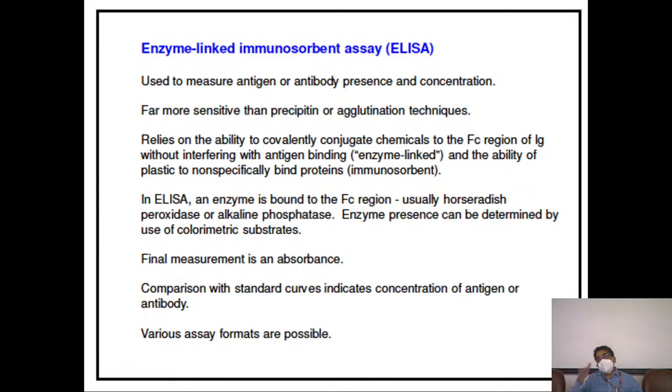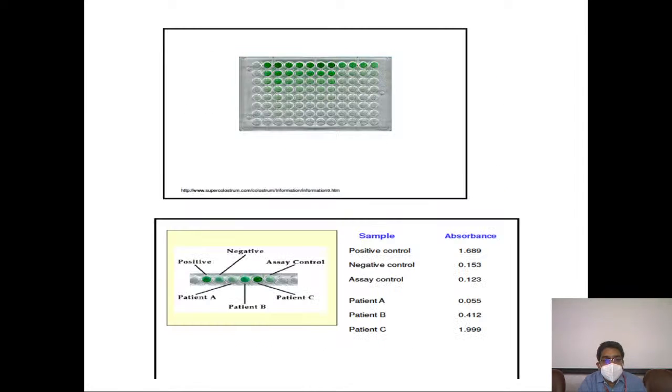If initially we have used known concentrations of antigen and antibody, we make a graph, then we put the sample into the graph and get to know the unknown concentration. Various assay formats are available. With this, this is again another image.